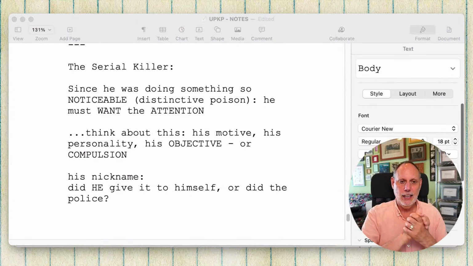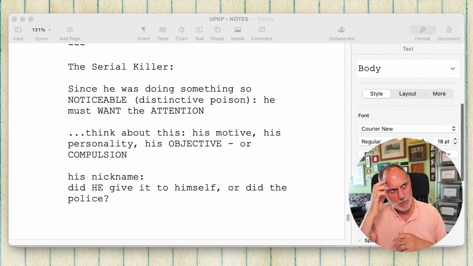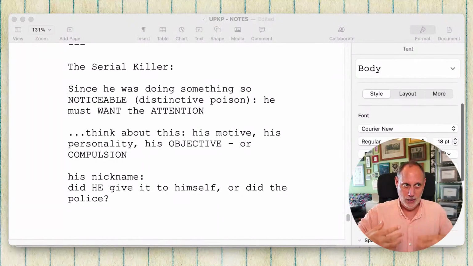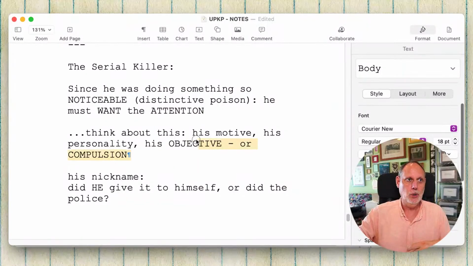Back to the serial killer, back to Deacons, Elmore Deacons. One of the things I thought is he's doing this in a way that gets attention, right? He's using a distinctive poison. That means he wants people to know he's doing it. He wants them to be able to say, hey, this person here and that person there were both killed with the same weapon, i.e. serial killer. So the question is, why? What is it about him that he wants? What is his motive, his personality, his objective, or his compulsion? What's driving him?